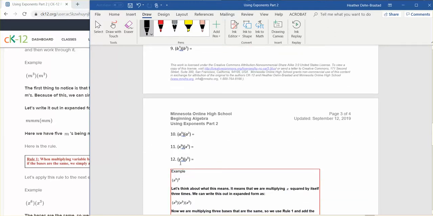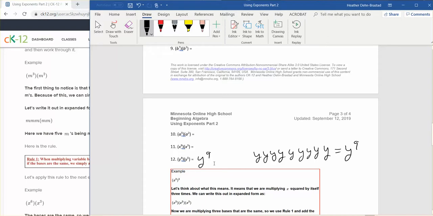So you're going to do that for number 6 through number 12. I'll do it for number 12. Number 12 says y to the 4th times y to the 5th. So again, you could write out all of the y's in expanded form. I think I've got them all. And then you could count them. Oh, it's 9 again. I keep doing ones that are to the 9th power. Or you can use the rule that says 4 plus 5 is 9.